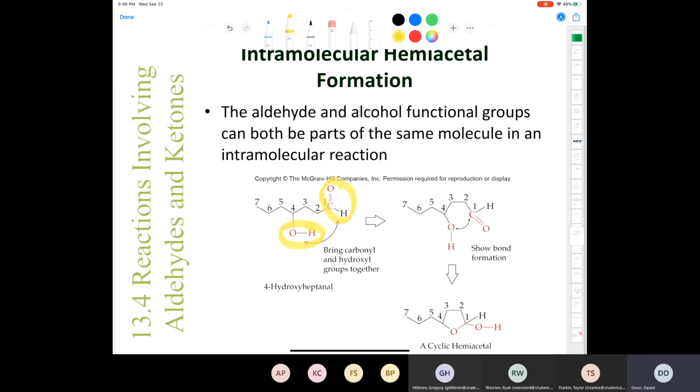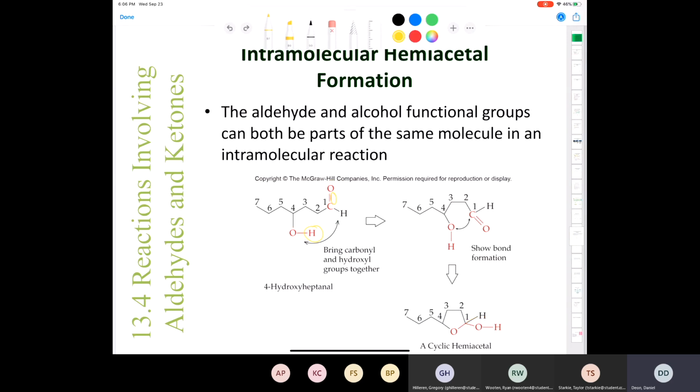The same exact strategy applies. When we want to draw the hemiacetal, what are we going to do? We're going to remove one of the pi bonds. We're going to attach the hydrogen to this oxygen. Here it is right here. And then this oxygen is going to attach itself to the carbon like that. And in this case, we end up forming a ring. We get a cyclic hemiacetal.